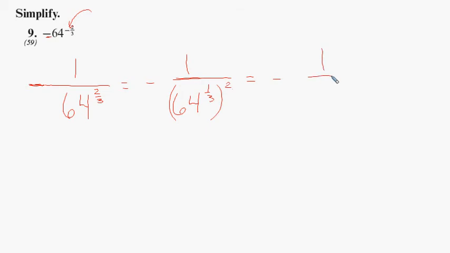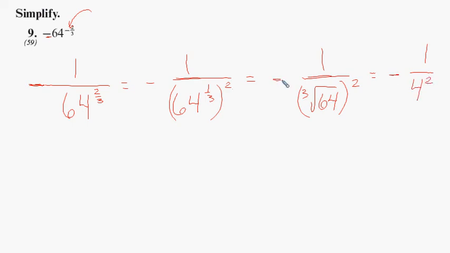Now we can continue by saying that if we know 64 to the 1/3 is the same as the cubed root of 64, and I'm hopeful that you can tell what that is just by looking at it, but if you can't, you can enter the cubed root of 64 into your calculator to figure it out, but that's a 4, okay? So now we have negative 1 over 4 squared.